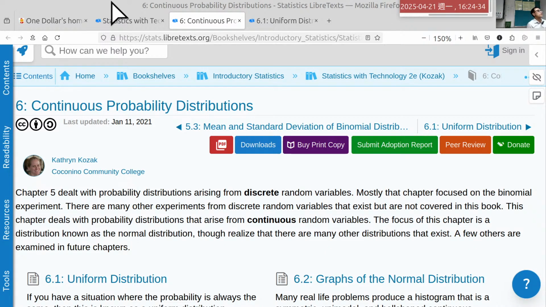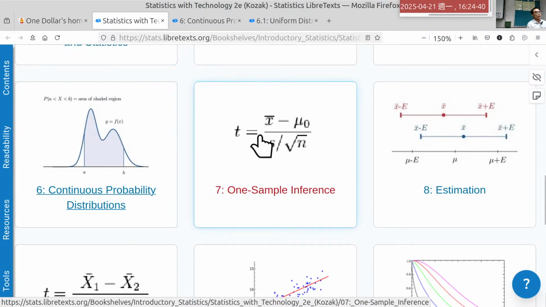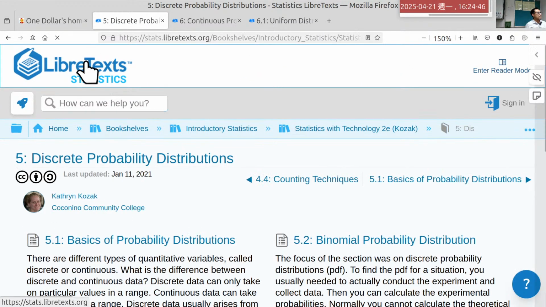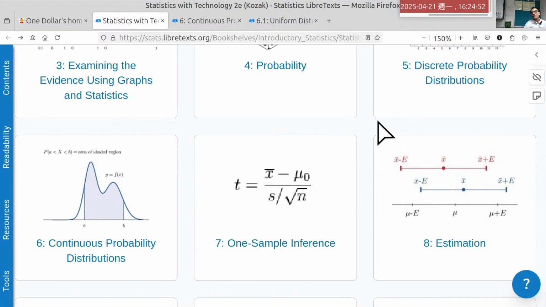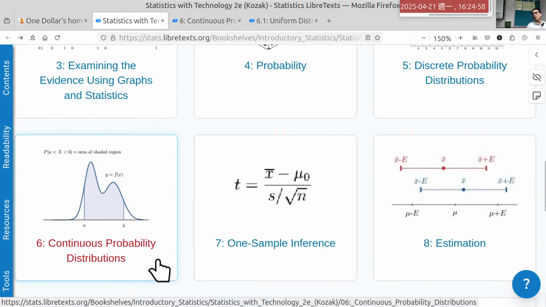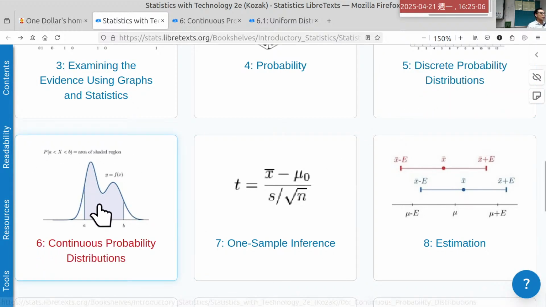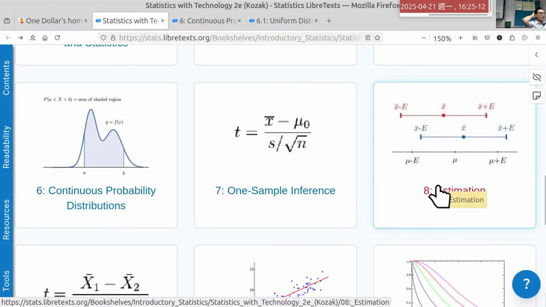We know that chapter 6 is continuous probability distribution. When we compare chapter 5 and chapter 6, I would say that if chapter 6 is 10 points, chapter 5 is just 5 or 6 points. So chapter 6 is very important because it will affect the following learning. I encourage you to learn this one.